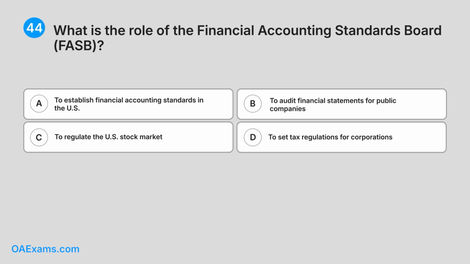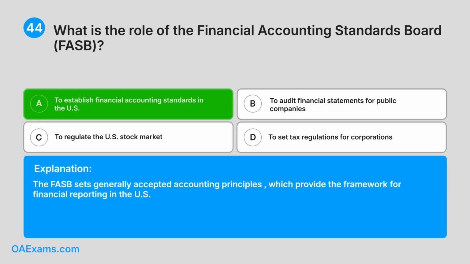Correct answer. A. Explanation. The FASB sets generally accepted accounting principles, which provide the framework for financial reporting in the U.S.